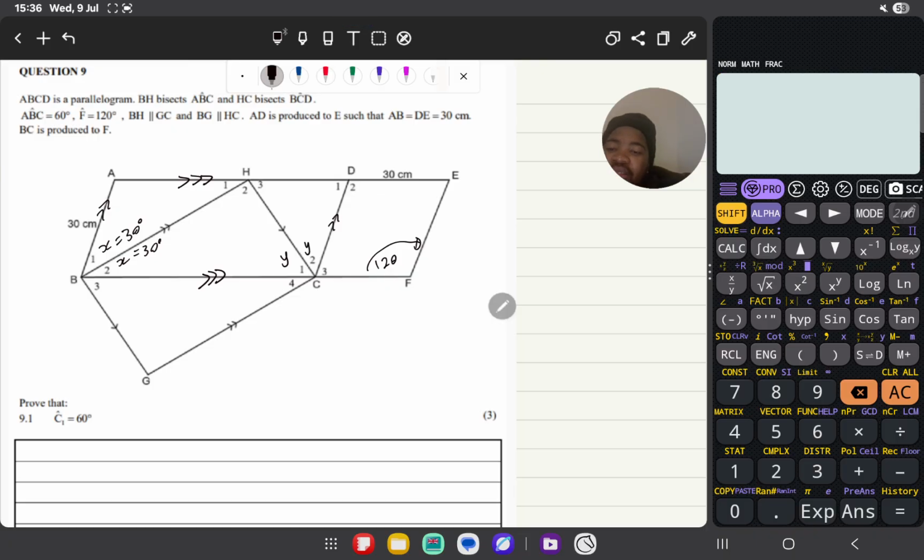Beautiful. And then of course telling us about the parallel lines, and AD is produced. Where is AD? AD, here it is. Let me see what else. Right. Then 30 centimeters, and then BC is produced to F. Alright. Cool.